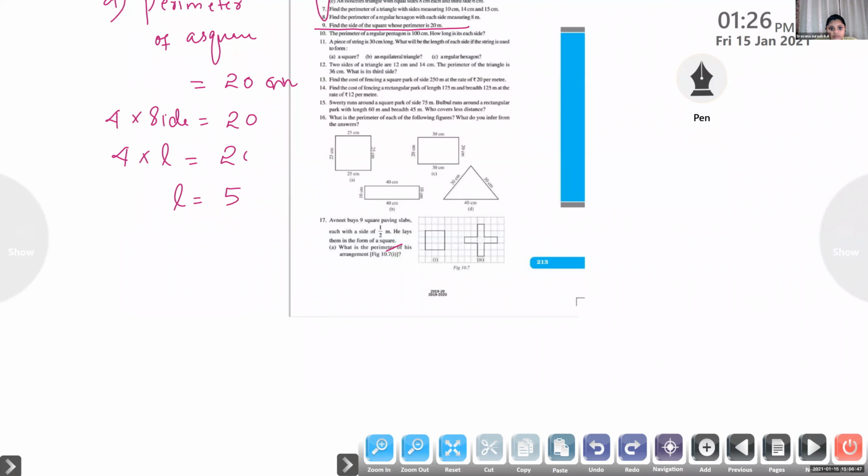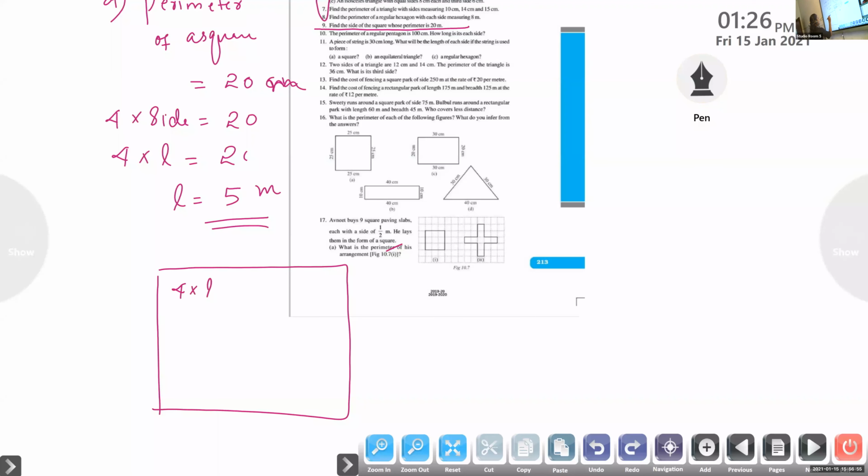Yes. I will write that reverse operation here. You just write it. 4 into length equal to 20. So L equal to 20 by 4 equal to 5. This also you write. But no need of applying this in all the questions.